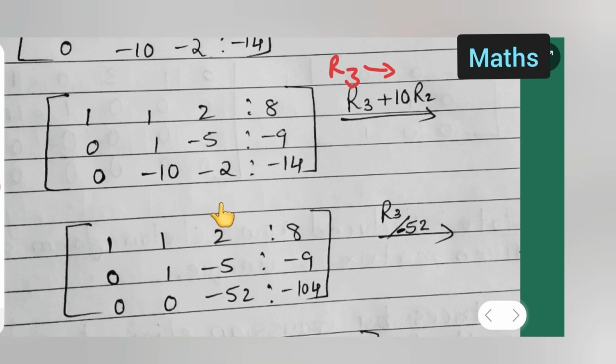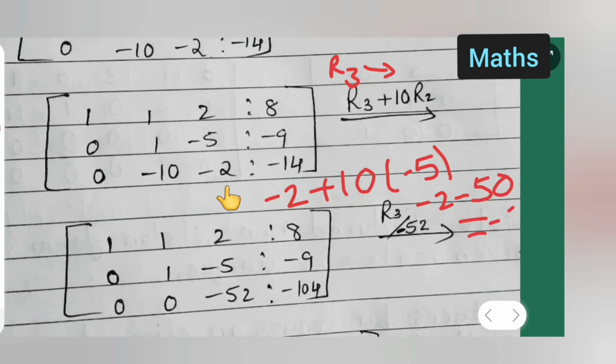Next, minus 2 plus 10 times R2 is what? Minus 5, so minus 2 plus 50, minus 50 it is, right? Minus 50 it is. So it will give you minus 52. That's how you all got minus 52 over here.